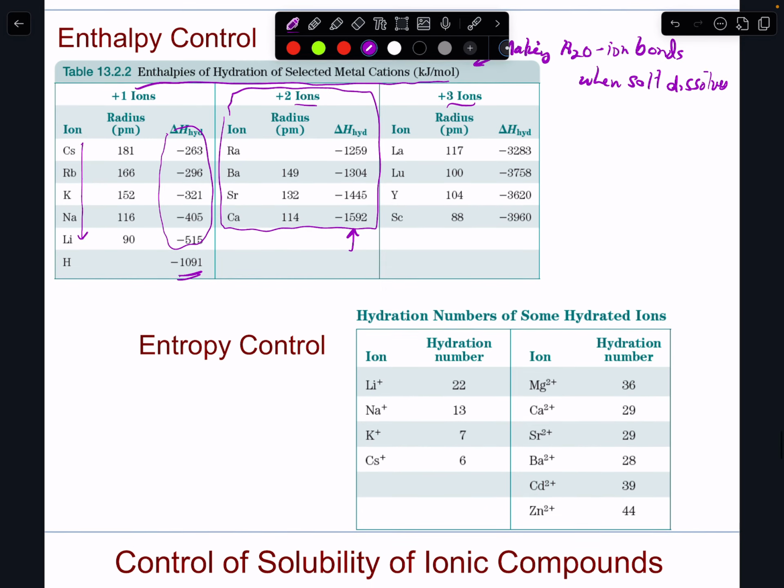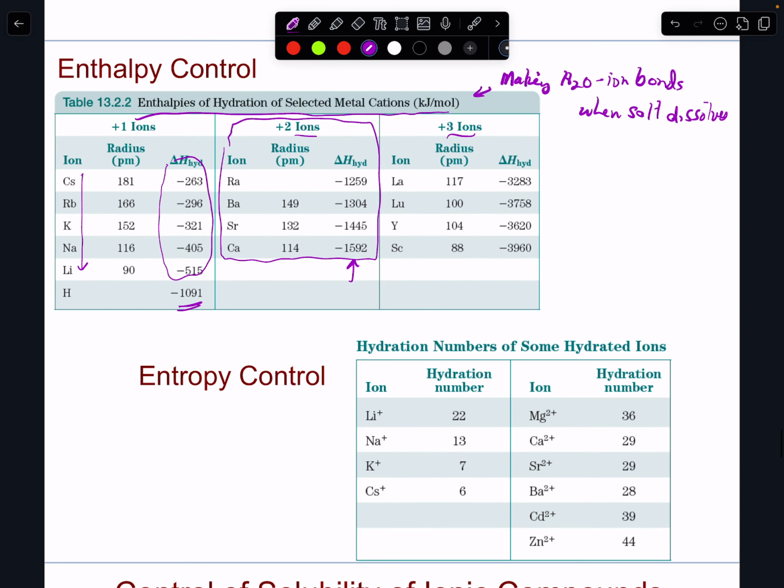Okay, now the next thing is that entropy control is the following. Hydration number is the number of water molecules constrained by one ion in solution.